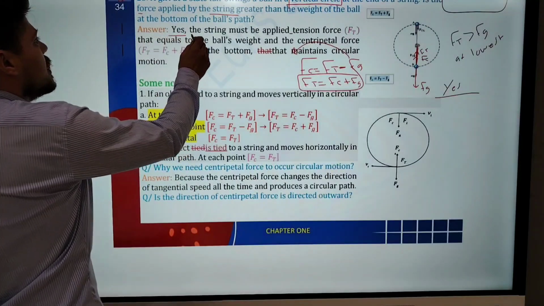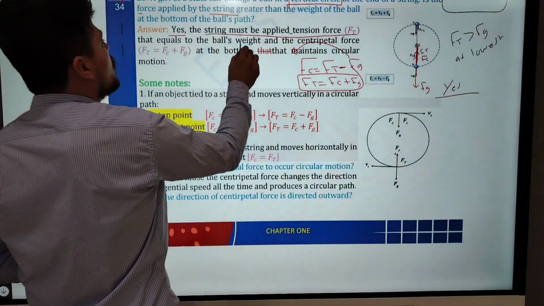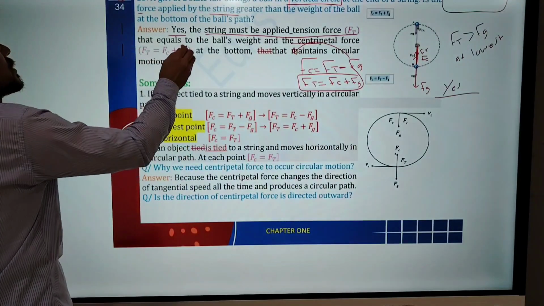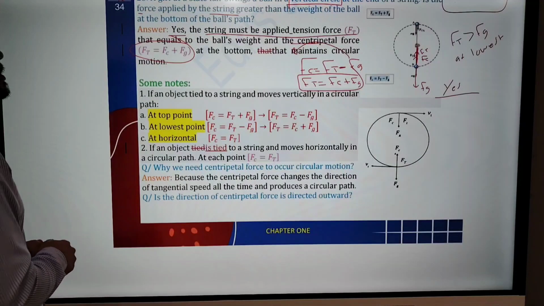Why yes? The answer is yes. Because the string must apply a tension force equal to the ball's weight plus the centripetal force, which is equal to Fc plus Fg at the bottom, to maintain the circular motion.